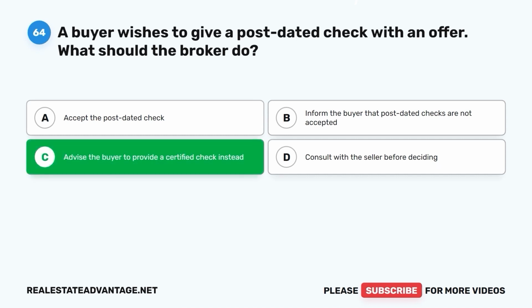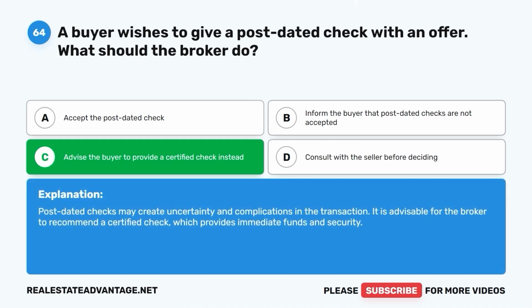The correct answer is C. Advise the buyer to provide a certified check instead. Post-dated checks may create uncertainty and complications in the transaction. It is advisable for the broker to recommend a certified check, which provides immediate funds and security.